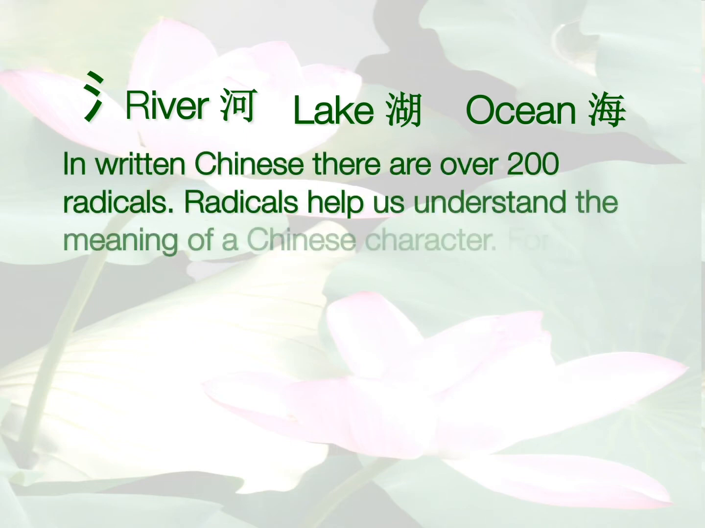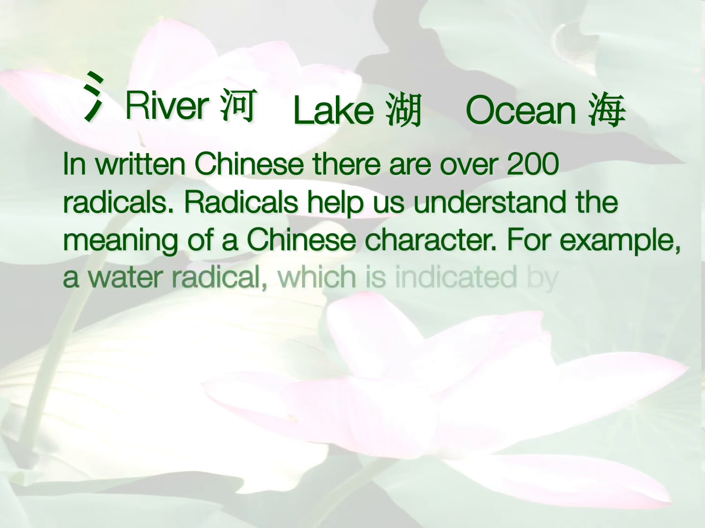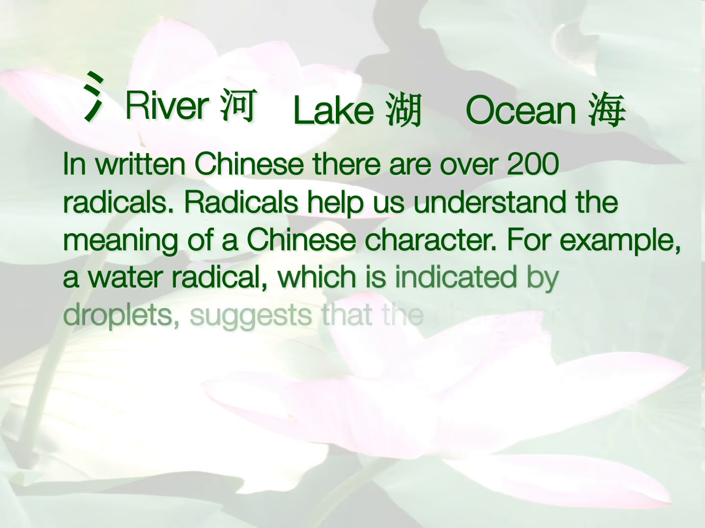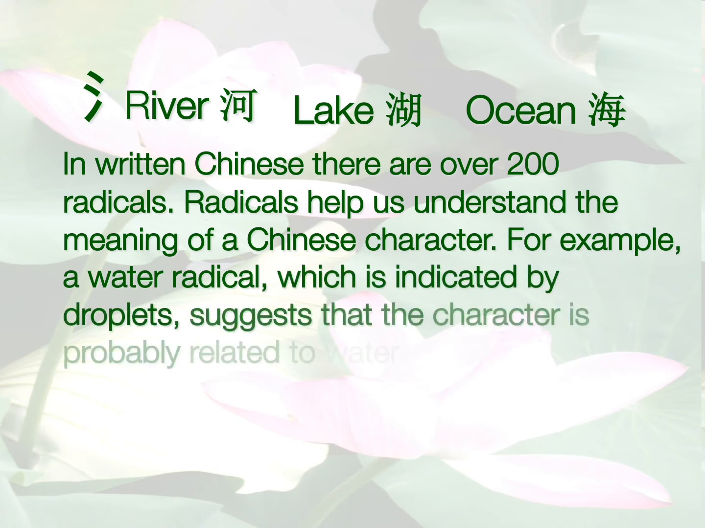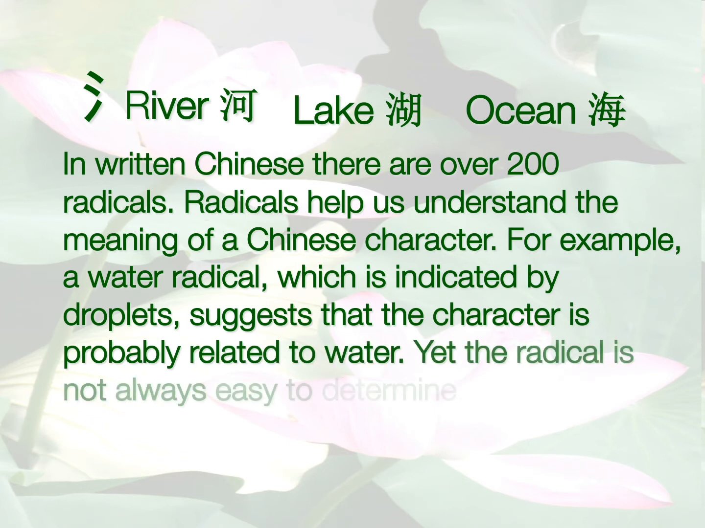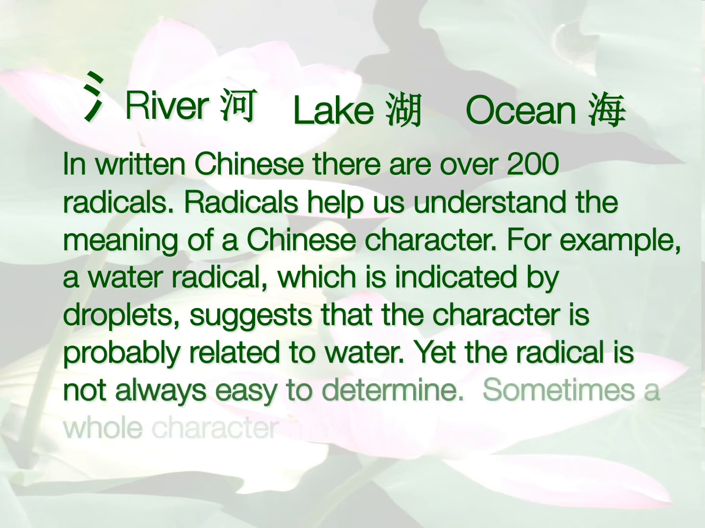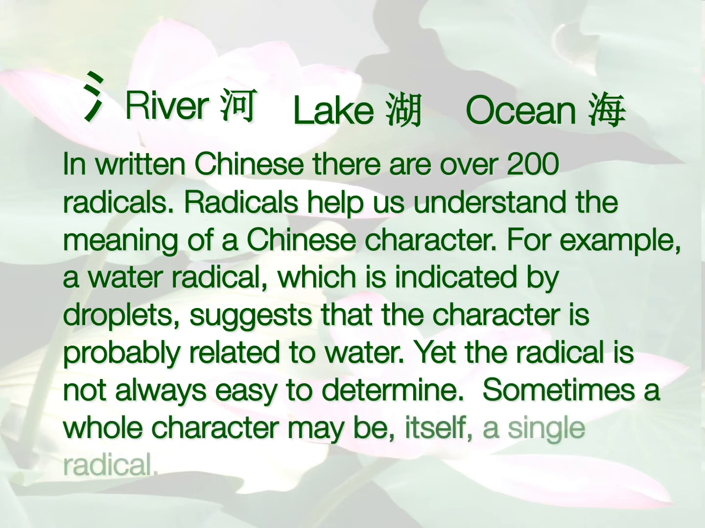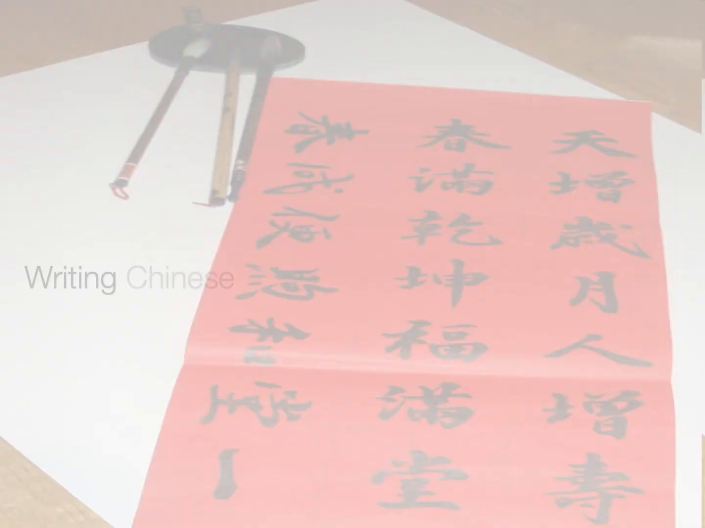Radicals help us understand the meaning of a Chinese character. For example, a water radical, which is indicated by droplets, suggests that the character is probably related to water. Yet, the radical is not always easy to determine. Sometimes, a whole character may be itself a single radical.